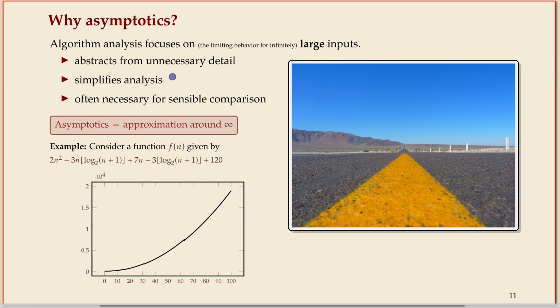Focusing on large inputs then also simplifies the analysis, because certain cases, certain boundary conditions don't play much of a role. We'll see examples for that. And sometimes you need to do this because one algorithm might be better for small things and then might go slower, and another one might be better for larger things. And generally, we think of the second algorithm as better.